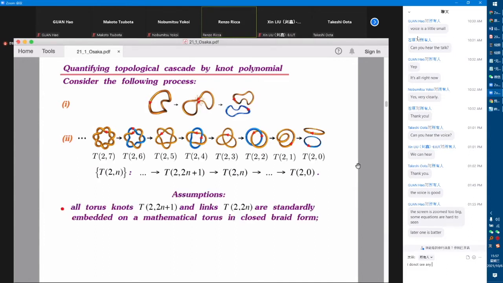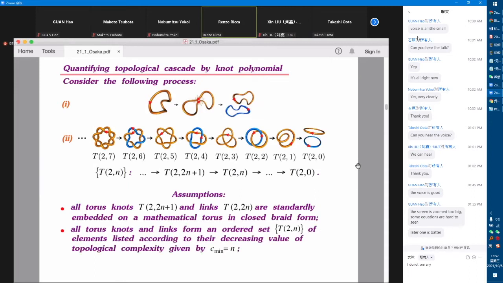So here are our assumptions. All torus knots and links are thought of as standardly embedded on a mathematical torus in closed braid form. Then all torus knots and links form an ordered set of elements listed according to their decreasing topological complexity, given simply by the crossing number.